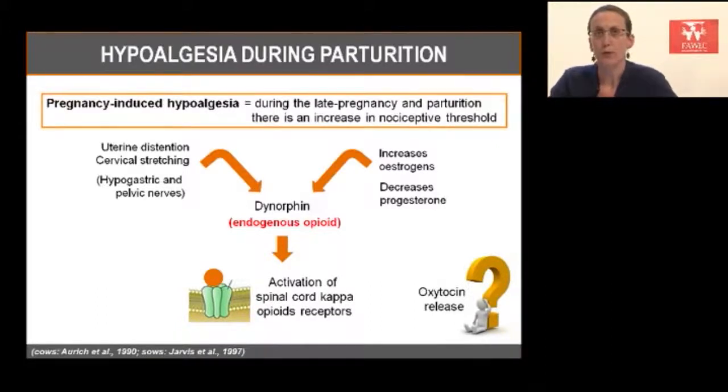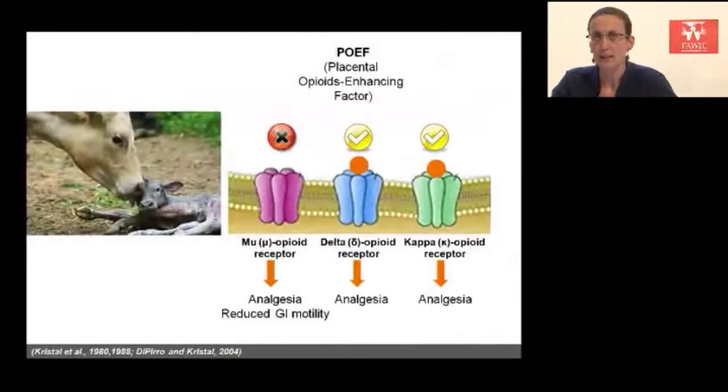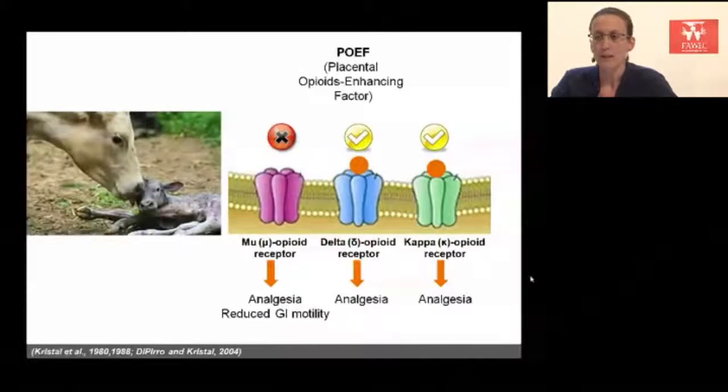And also in terms of hypoalgesia, at least we can say that in cattle hypoalgesia can also be produced by the ingestion of amniotic fluid. And the molecule responsible for this hypoalgesia is called placental opioid enhancing factor, the POEF. This molecule has two important things to remark. The first one is that POEF produces more opioid effect without adding more opioids.